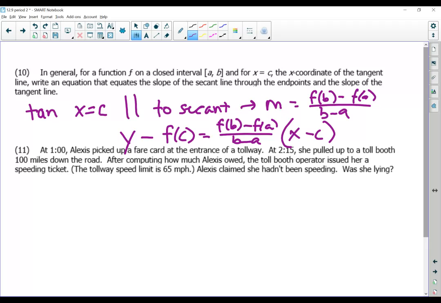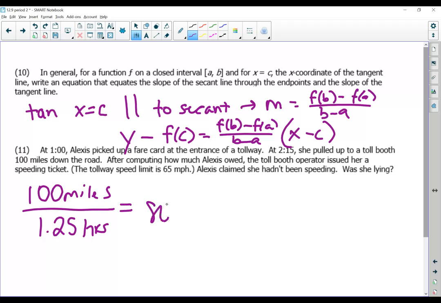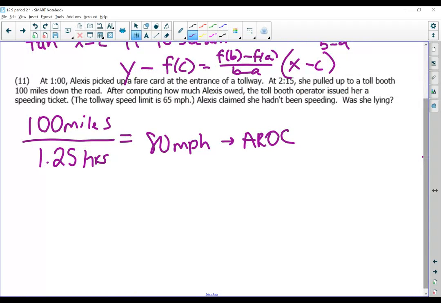Okay. So you probably pondered it, and hopefully you discovered that if she went 100 miles in an hour and 15 minutes, so 1.25 hours, that averages 80 miles per hour. That is her average rate of change. There is no way that she couldn't have averaged 80 without going 80 at least once.